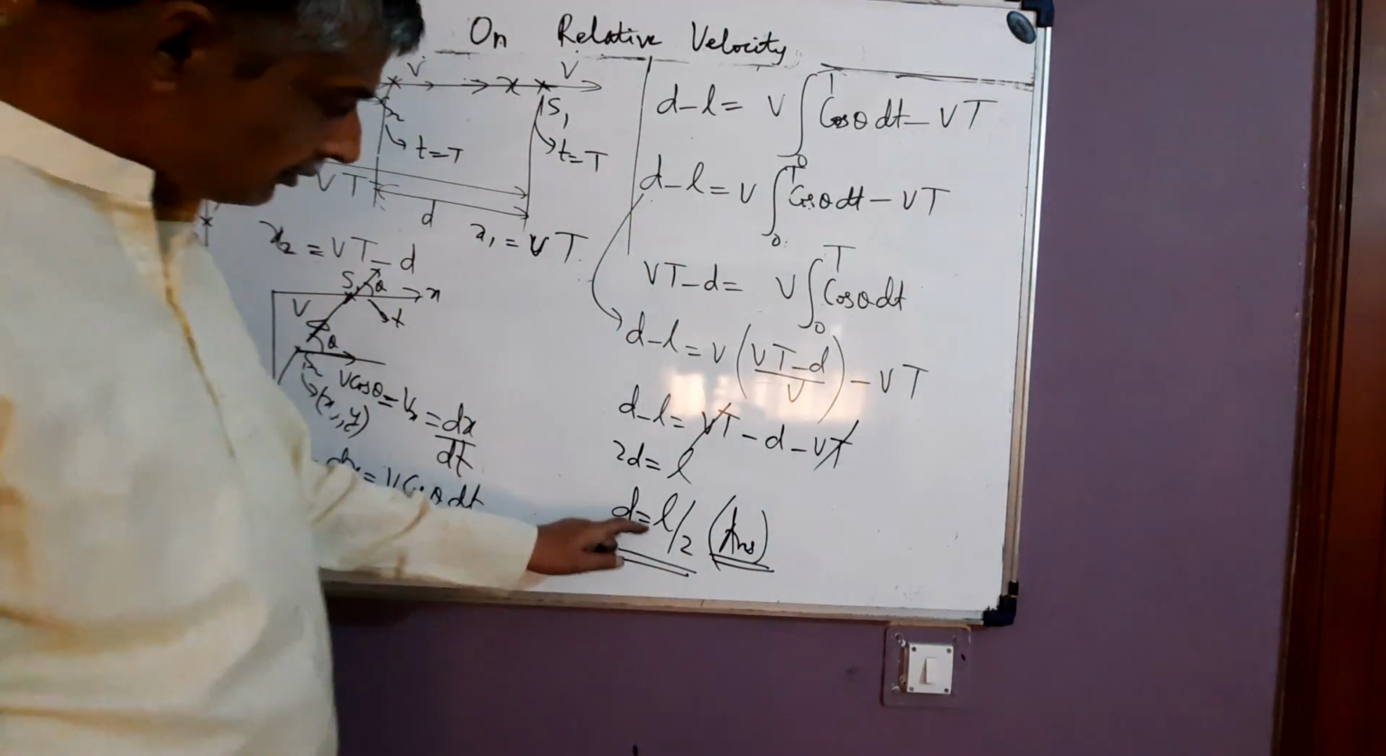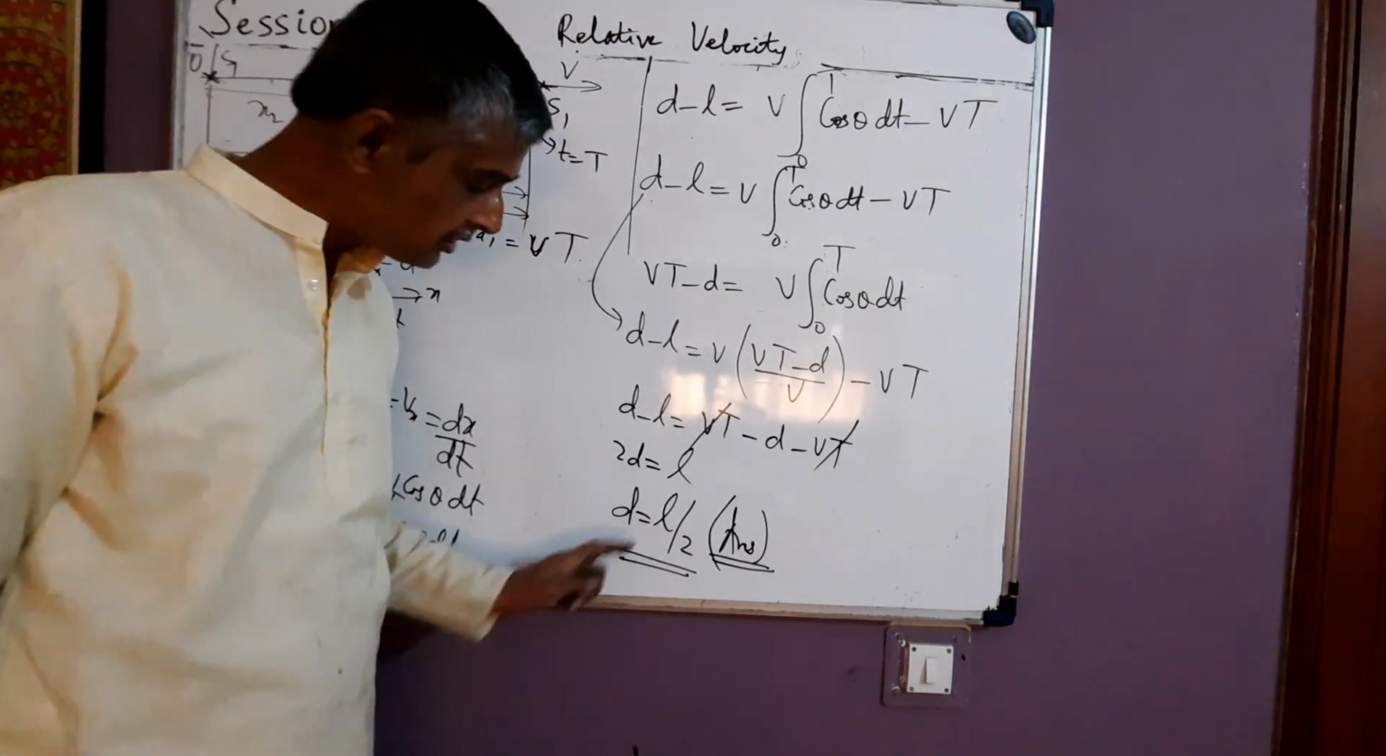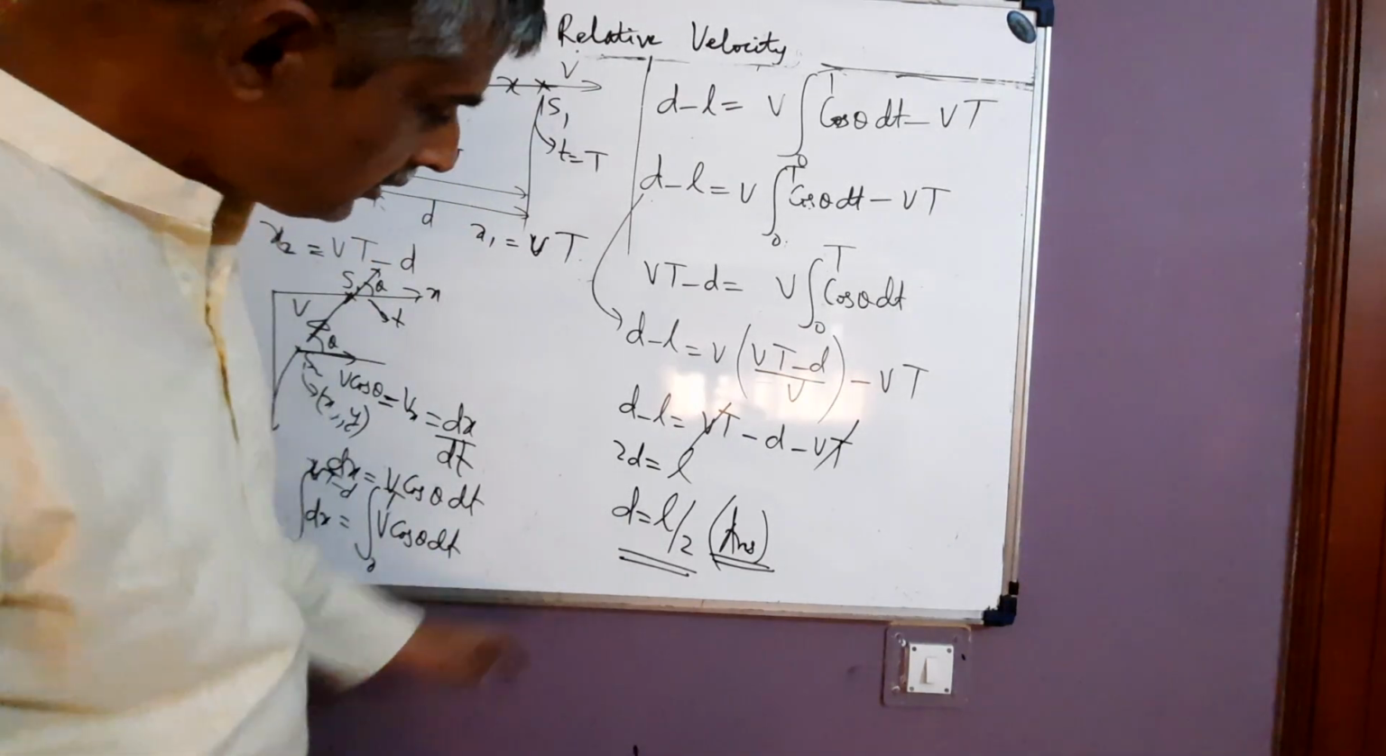Alright. So d is equal to just how much? L by 2. So when the distance between the two ships becomes constant, that is just equal to L by 2. Alright. This is the required answer.